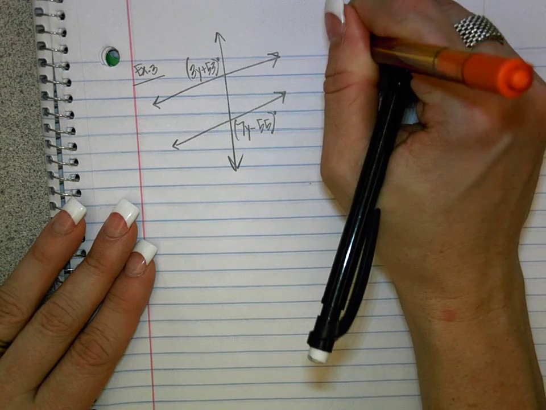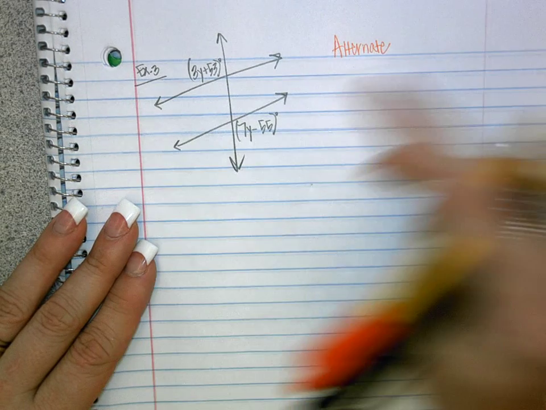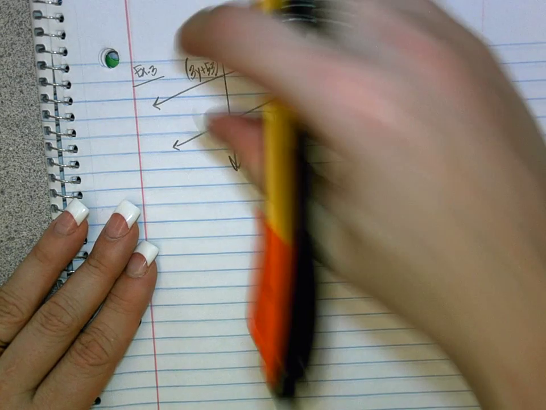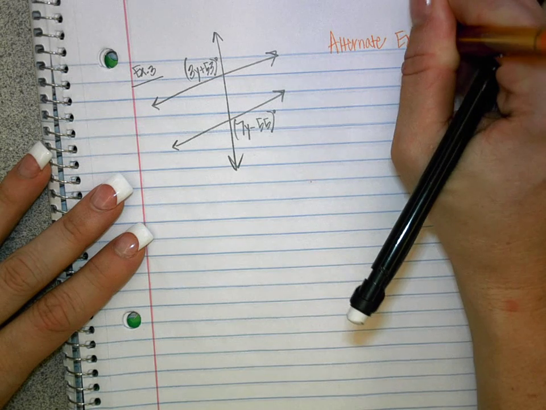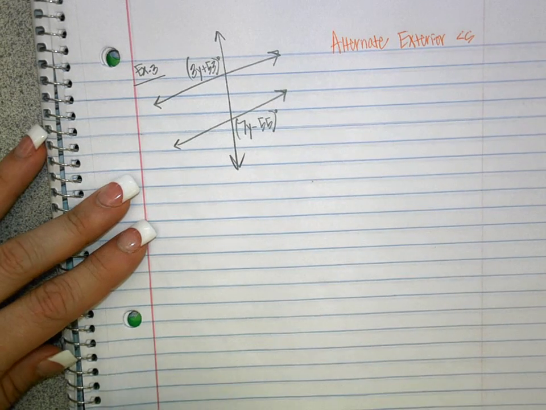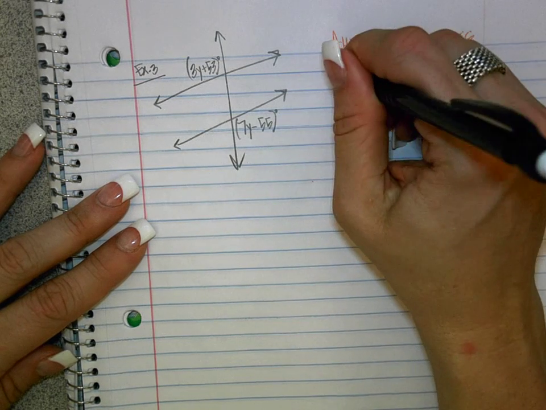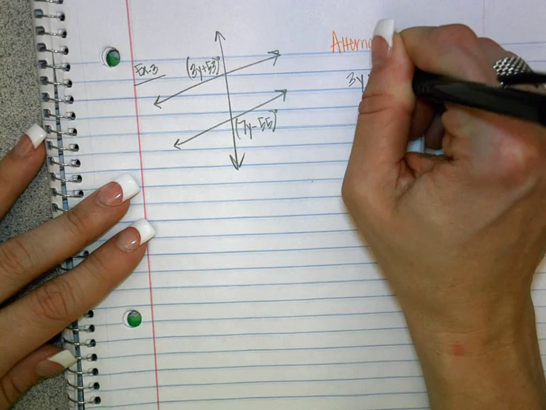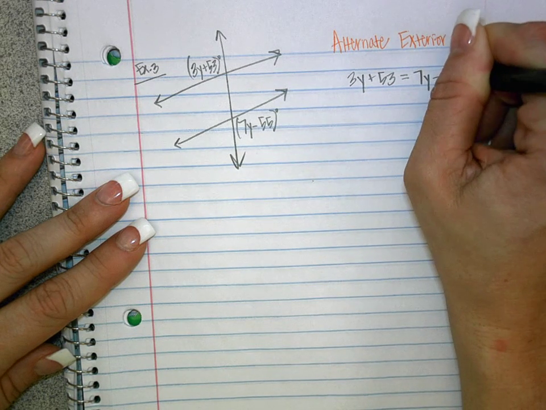Alternate, because they're one on both sides of the transversal, so one on the left, one on the right. Exterior, because they're outside the parallel lines, so alternate exterior angles. And alternate exterior angles, how do we solve them? Set them equal to each other, so 3y plus 53 is equal to 7y minus 55.